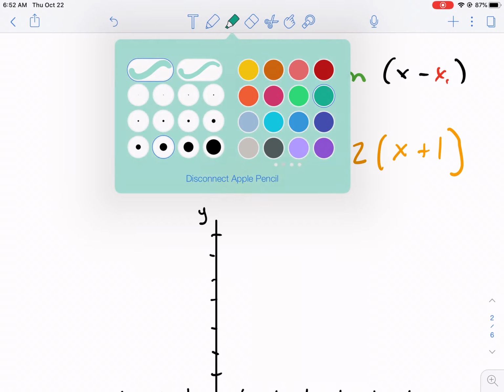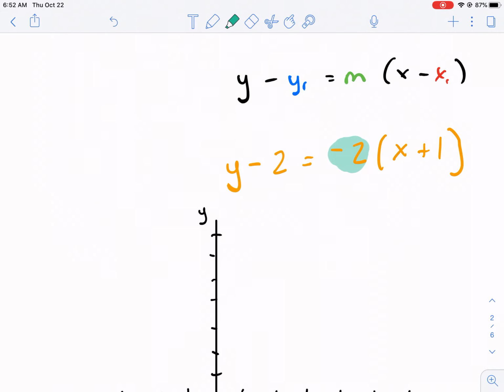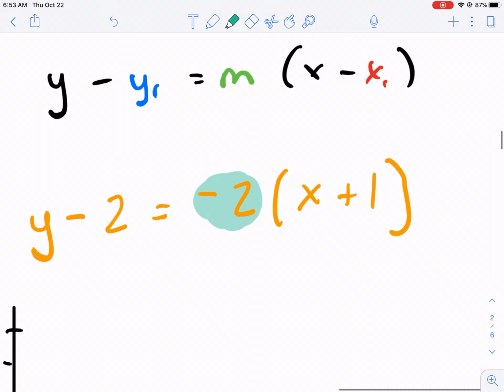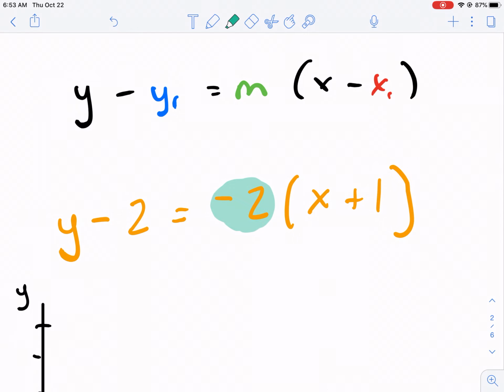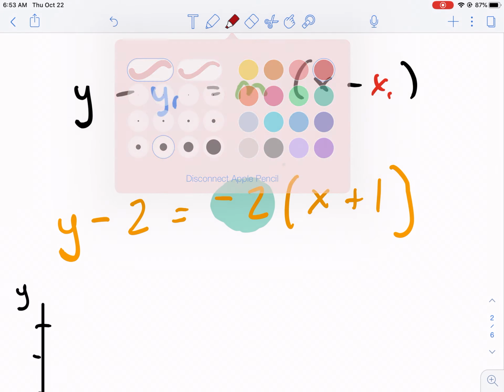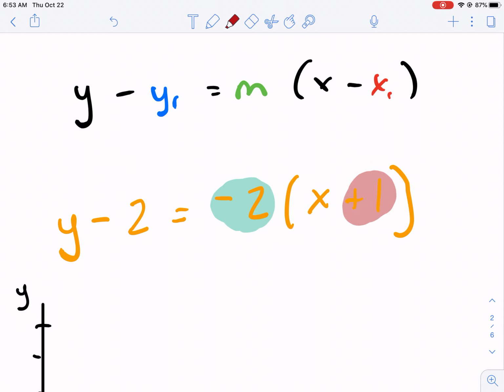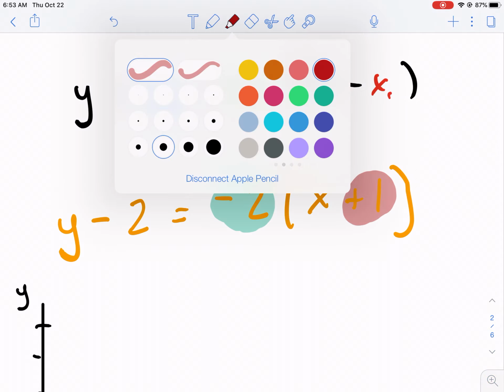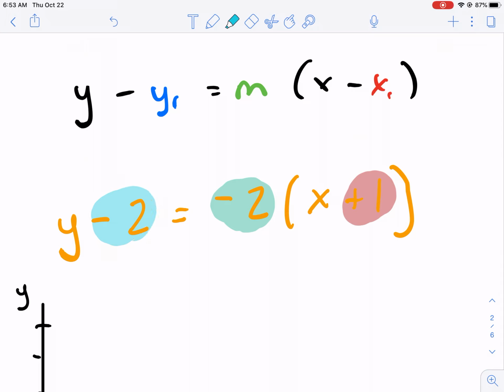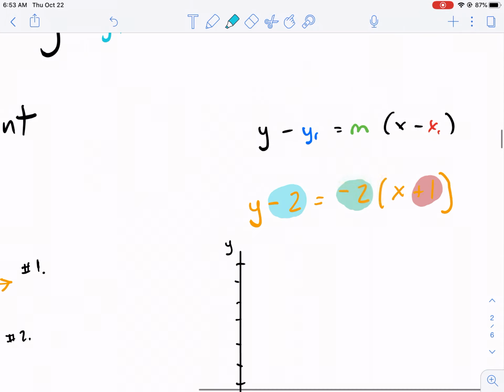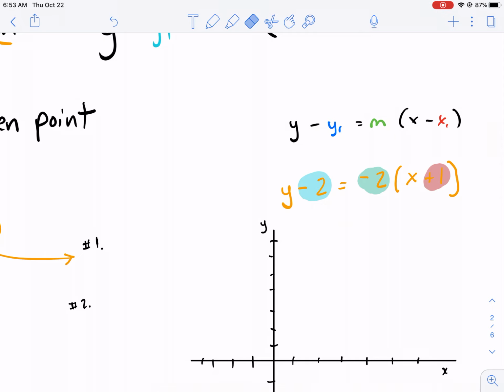Well, as you can see clearly here, this is our m, because this is the number that's in front of the parentheses containing x and x1. This would be our x1 right here, but it's a little tricky. I'm going to show you why. And then this would be our y1. Okay, so this is kind of a little dark, but you get the point. I'm actually going to erase this because I can barely see my x1.